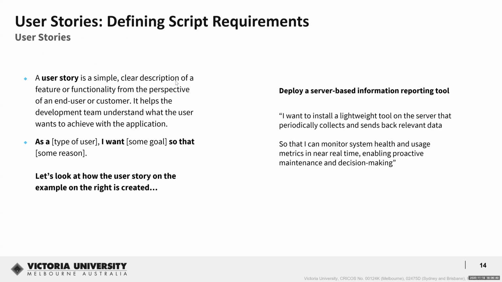Let's move on. User story, as you see, defining script requirements. A user story is a simple, clear description of a feature or functionality from the perspective of an end user or customer. It helps the development team understand what the user wants to achieve with that application. Again, as you see here, we have that sentence: As a type of user, I want the goal, so that the reasons or the benefits.